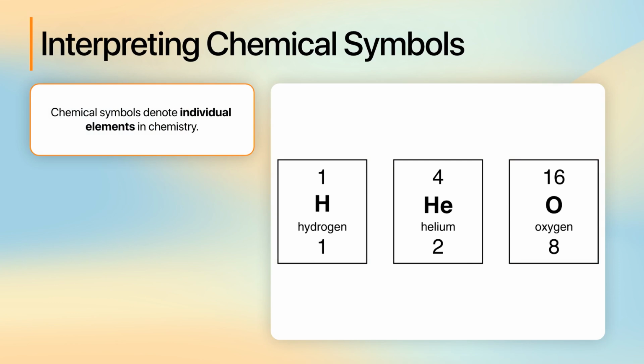Each chemical symbol consists of 1 or 2 letters. The first letter is always capitalized, and if there is a second letter, it is always in lowercase. For example, H stands for hydrogen, He stands for helium, and O stands for oxygen.